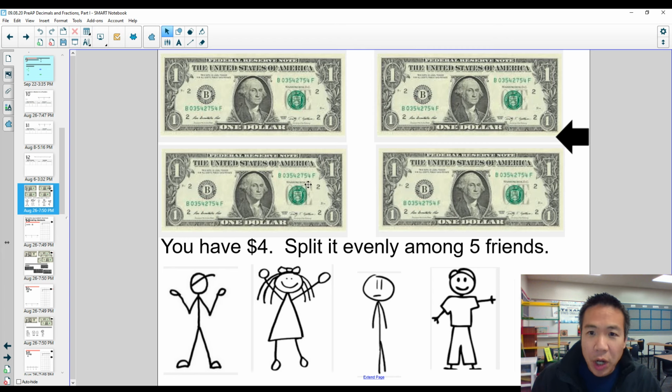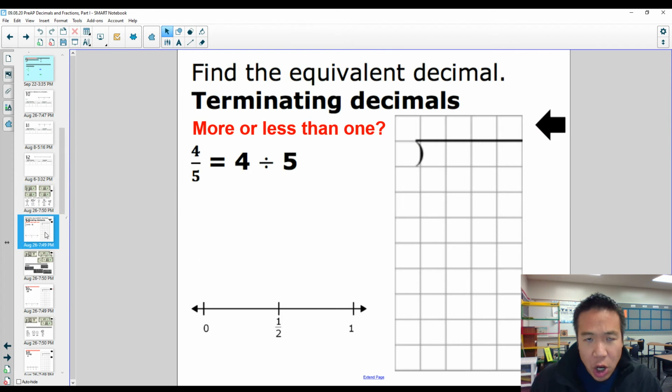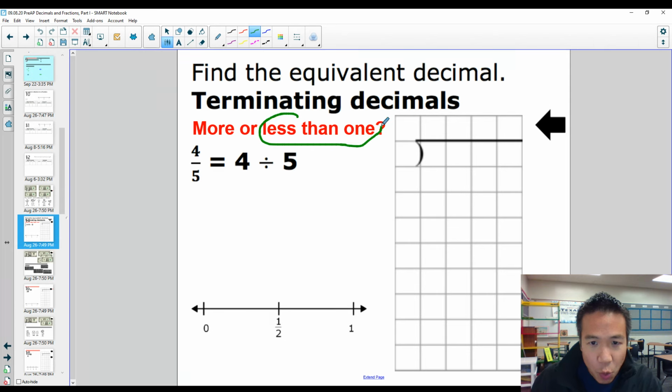So you have $4 and you want to split or divide it evenly among 5 friends. So let's make a prediction. Do you predict that it will be more than $1 or less than $1? Let's see. You have $4 and you're dividing it among 5 students. That's more people than dollars. So my prediction is going to be less than 1.